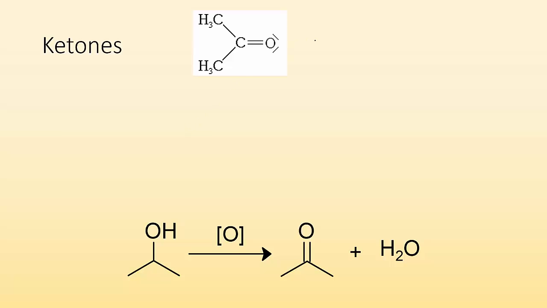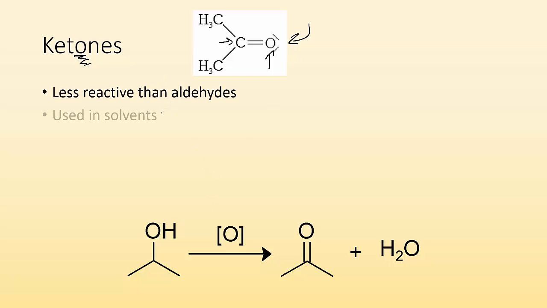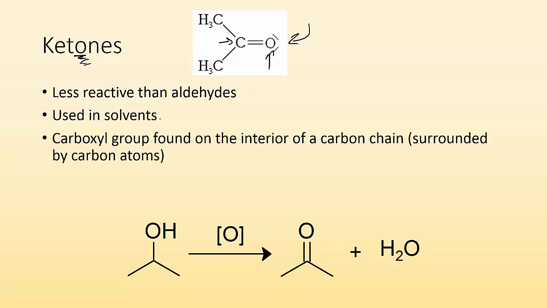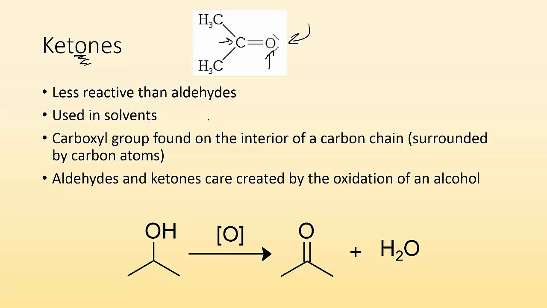Right, so ketones are a lot like aldehydes, except that the carbonyl group is on a middle carbon. It's not on the end. The way I remember this one is that ketones has the O literally in the middle of the word. So you're looking for an oxygen that's in the middle of the carbon chain. It's less reactive than aldehydes. They're used in solvents, and the carbonyl group is found on the interior of a carbon chain, so it's surrounded by carbon atoms.